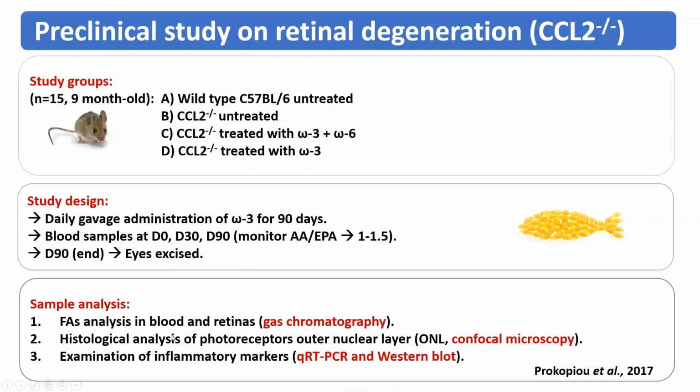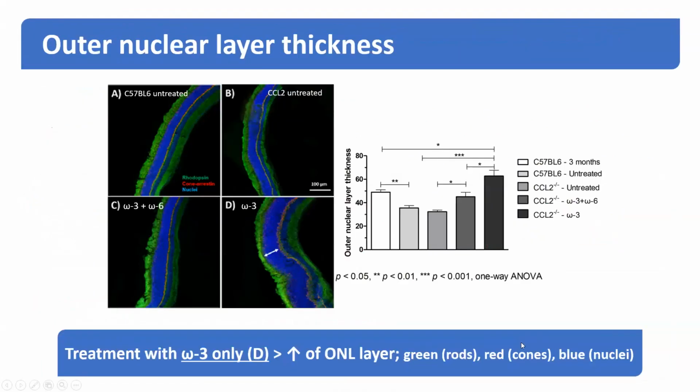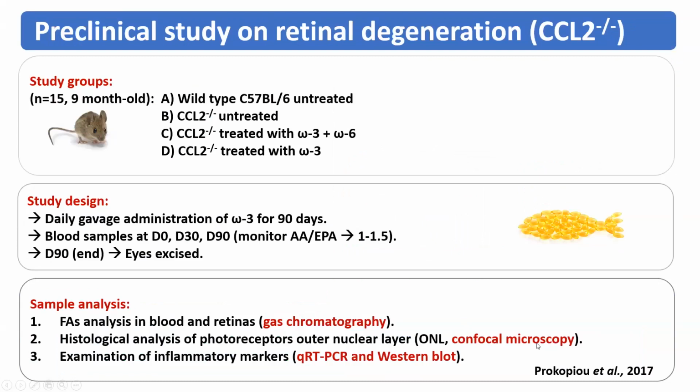We have looked for fatty acids in blood and retinas, and we have looked at the photoreceptors outer nuclear layer, in this case with confocal microscopy. And in addition, we looked at different inflammatory markers at the gene level through RT-PCR, but also at the protein level through Western blot analysis.